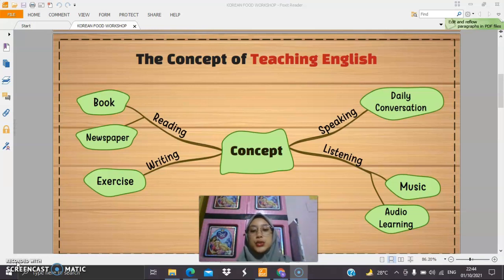Singing songs is usually young learners' favorite activity as it can bring an enjoyable atmosphere in the classroom and their mind, and also improve young learners' pronunciation. Besides learning through music, we can also provide audio listening to them.